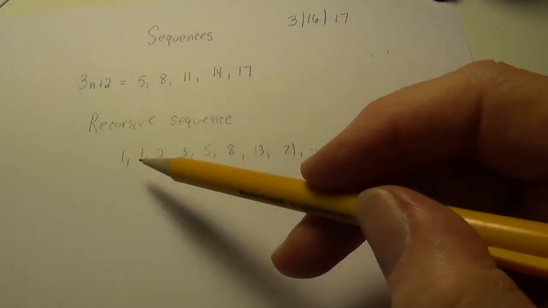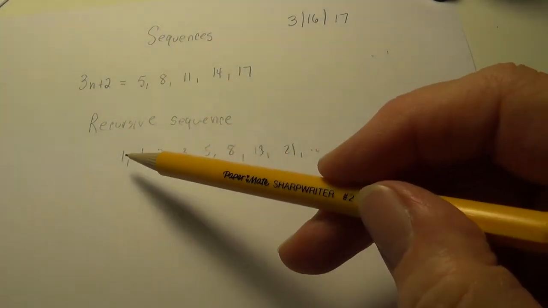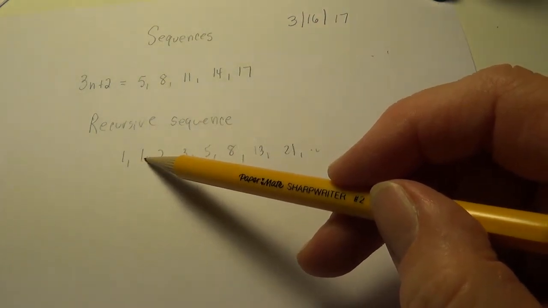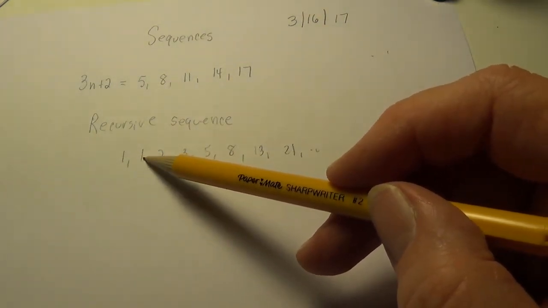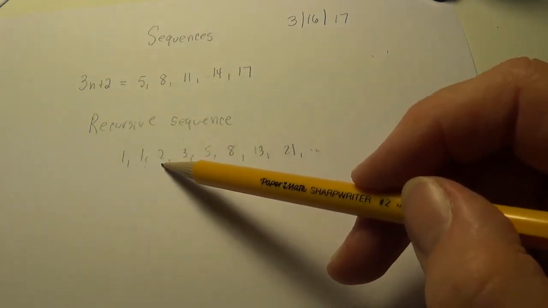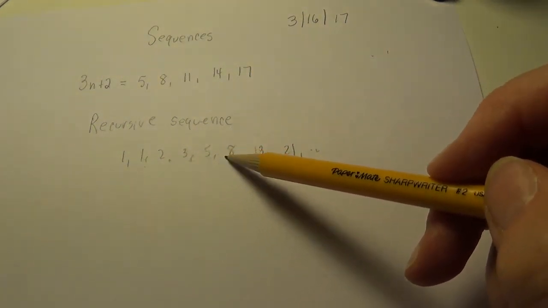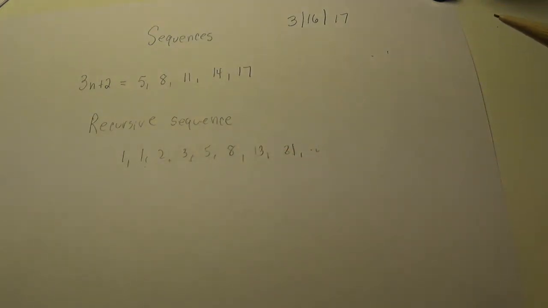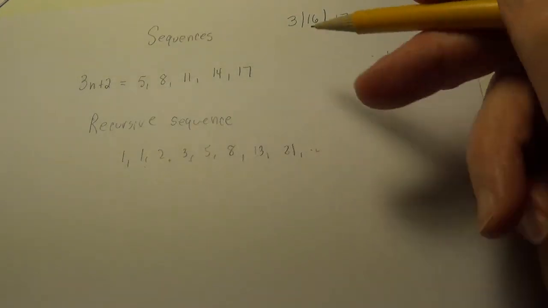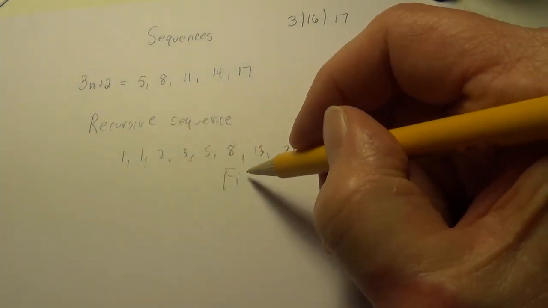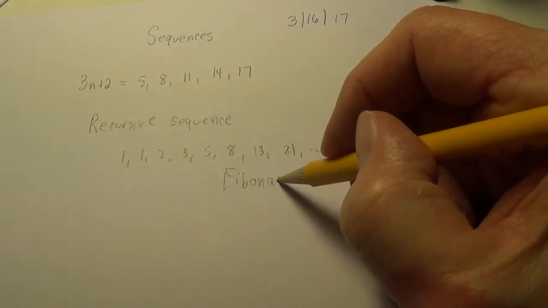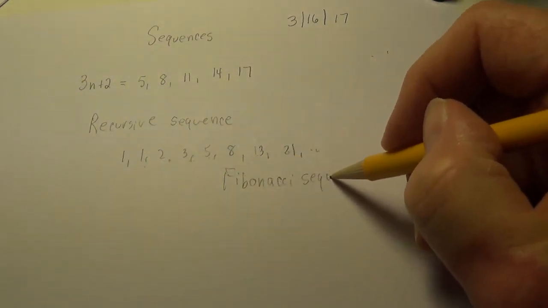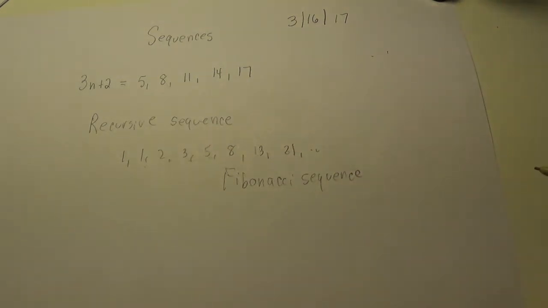So the way we get these numbers is we're given the first two, and then from there we always add these two to get the next, and then we add these two to get the next, and so on. And we could keep going. That has a special name because it shows up in nature here and there, and it's called the Fibonacci sequence. We'll look at some places where that pops up in real life, but let's learn about recursive formulas for now.